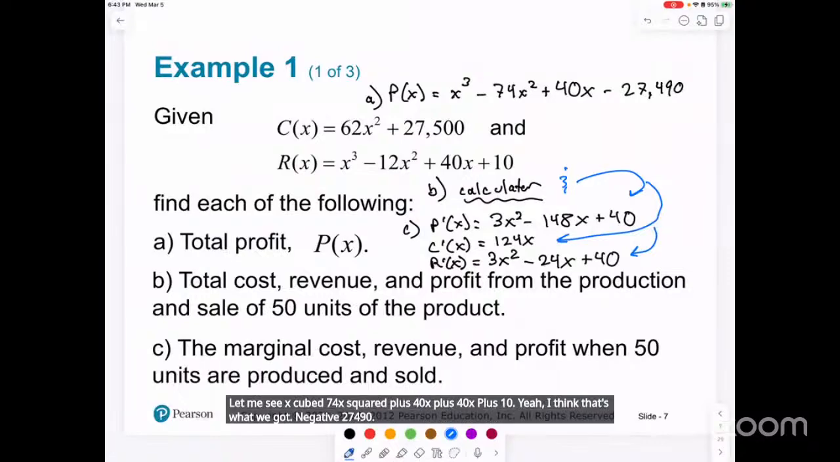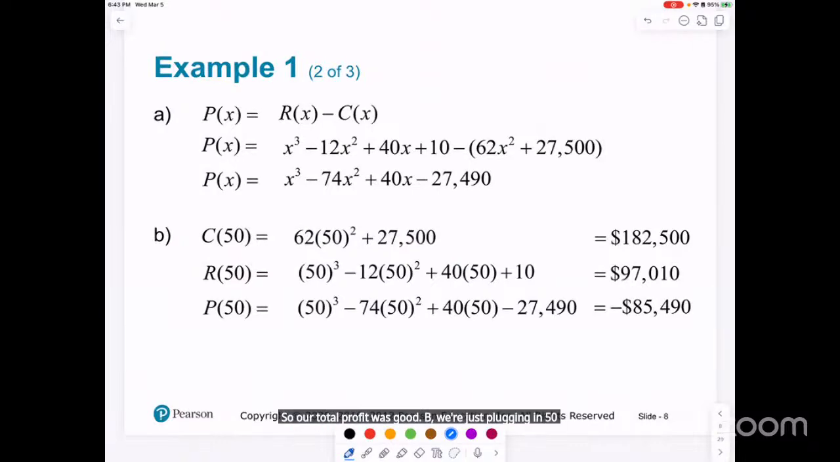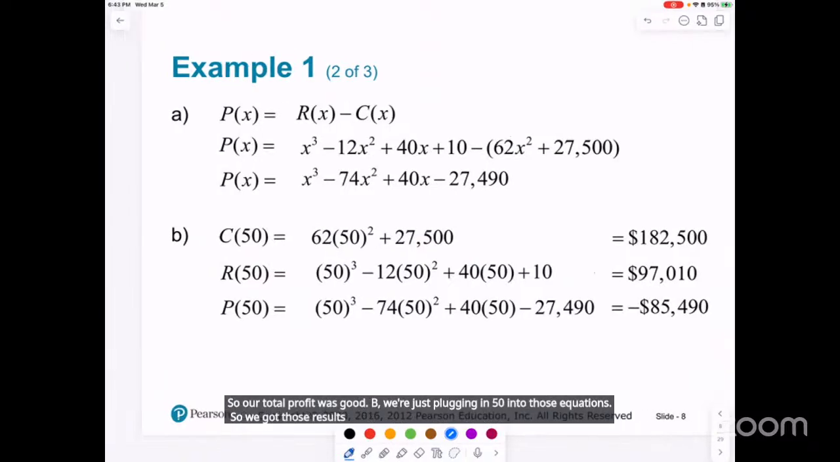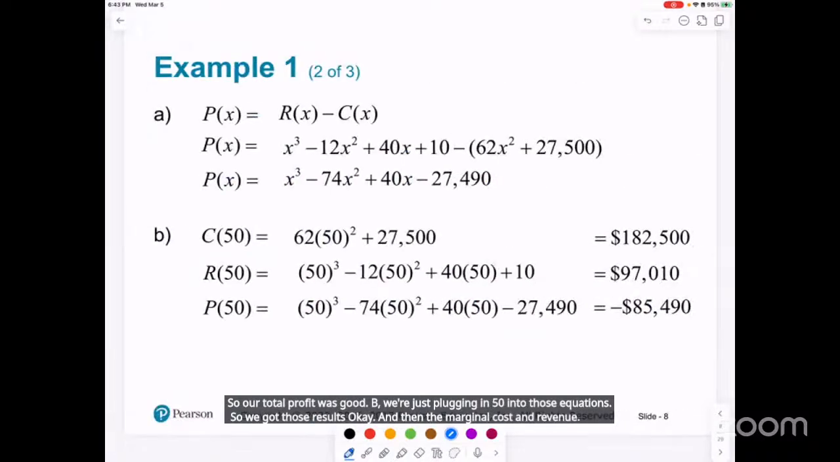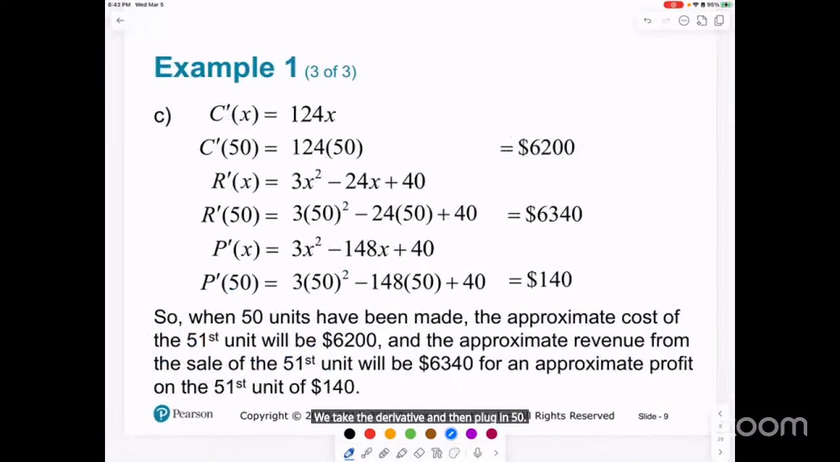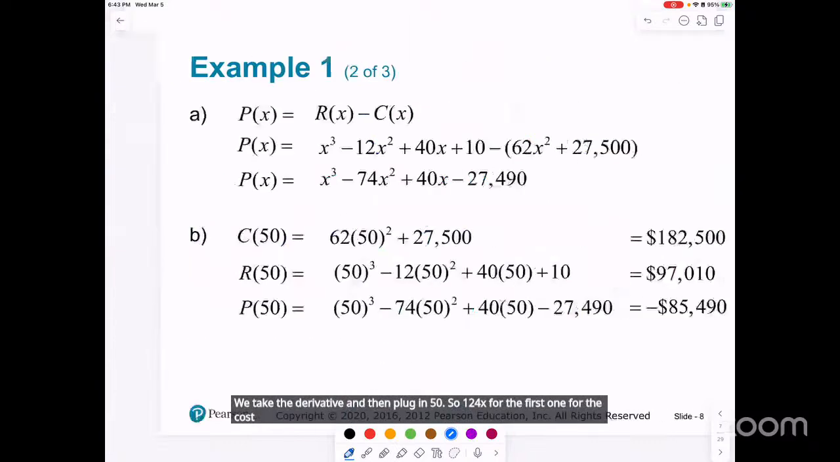So our total profit was good. B, we're just plugging in 50 into those equations. So we got those results, okay? And then the marginal cost and revenue, we take the derivative and then plug in 50. So 124x for the first one. For the cost, that's good. Yeah, I think we're good, right?